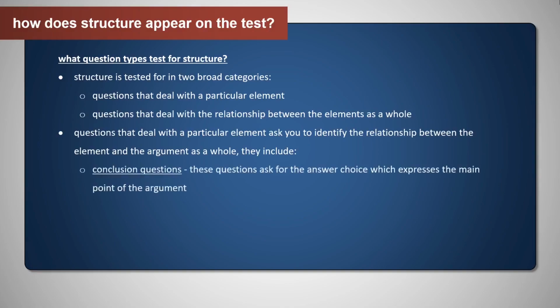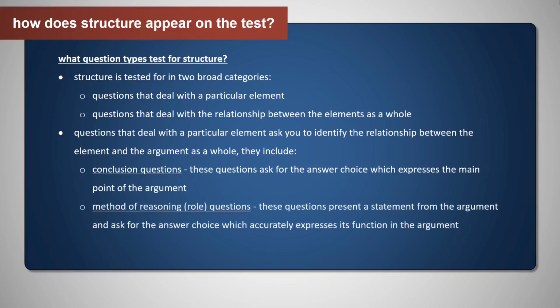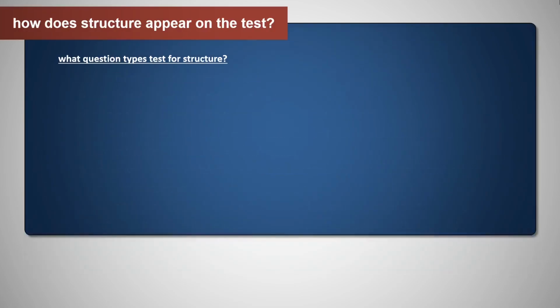So they include conclusion questions. These questions ask for the answer choice which expresses the main point of the argument, and method of reasoning (role) questions. These questions present a statement from the argument and ask for the answer choice which accurately expresses its function, meaning the function of the statement within that argument. So those are the questions that deal with a particular element.